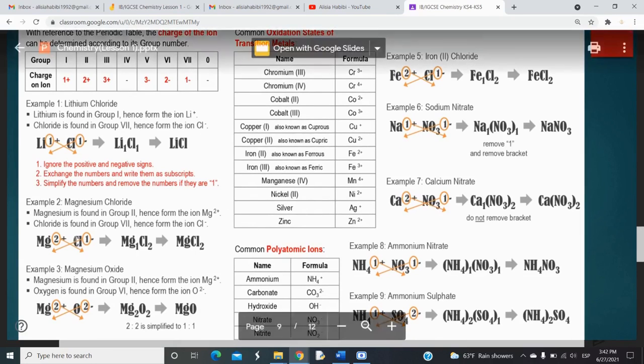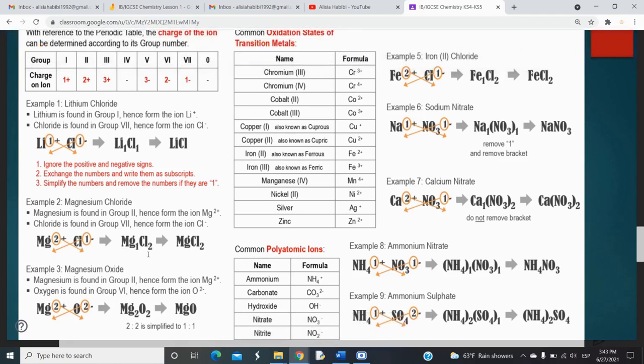Another example is here with magnesium chloride. Magnesium belongs to group 2, so it takes a charge of +2. And then chloride, of course, belongs again to group 7. So that means when you exchange these charges, magnesium takes the charge of chloride, and then, of course, chloride takes the charge of magnesium. So eventually, you don't write the 1 again, like I said, by convention. You will get the chemical formula of MgCl2.